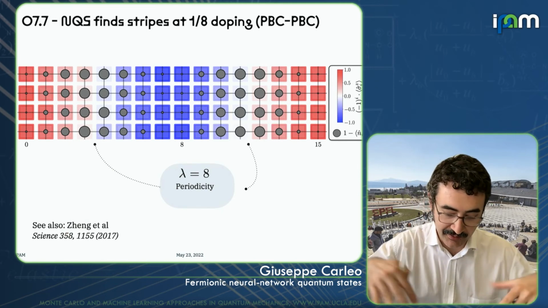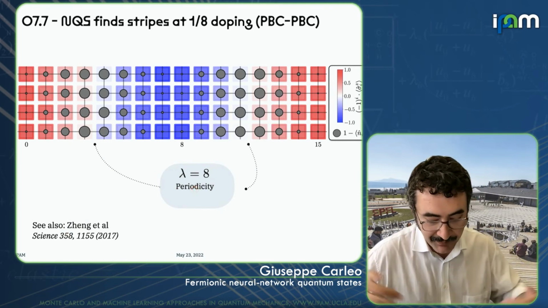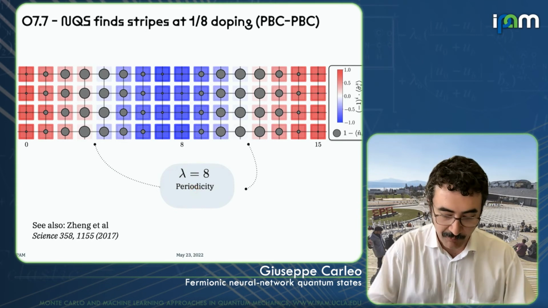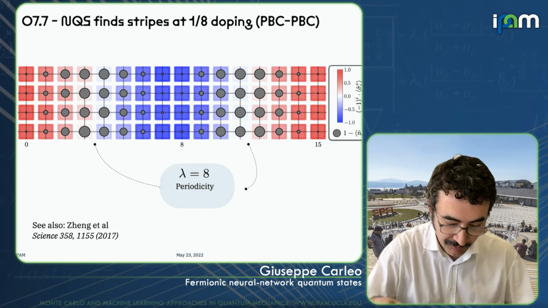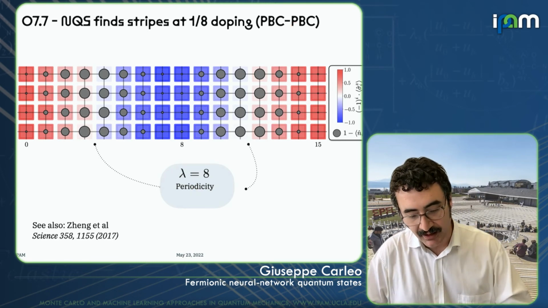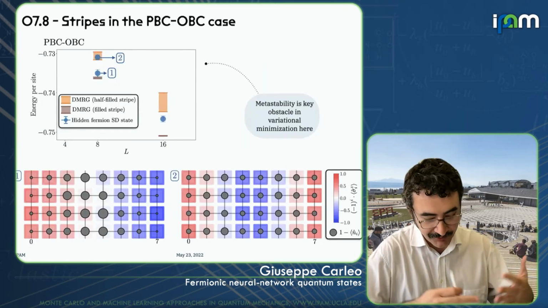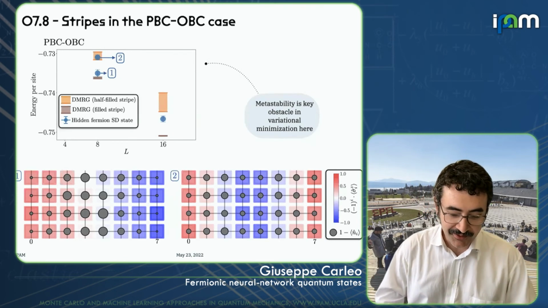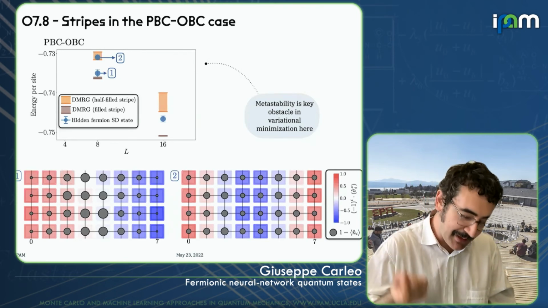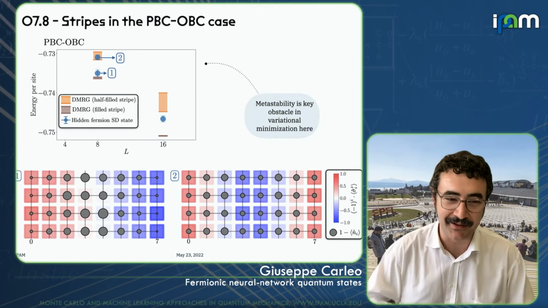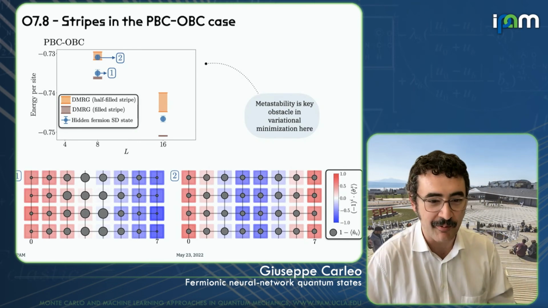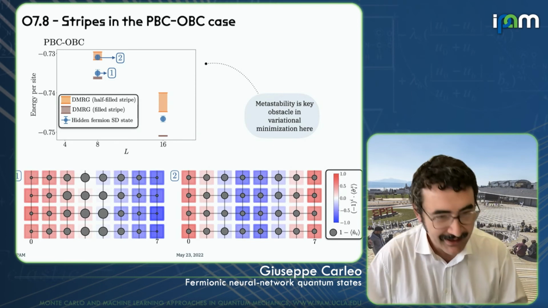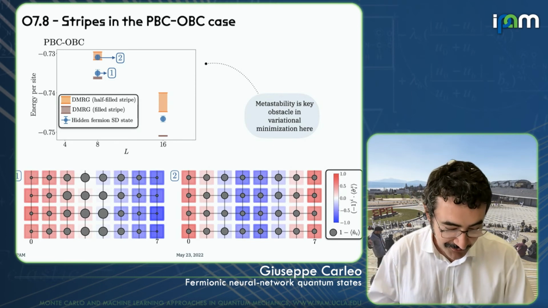And the periodicity of this stripe is lambda equal 8, in this case of 1/8 doping. And you can see this is true for the PBC case. At this point in time, to be completely transparent, we still have some issues. So this is the equivalent, in a sense, of this pernicious point in the J1, J2 model that has asked for 2 years of effort or so.